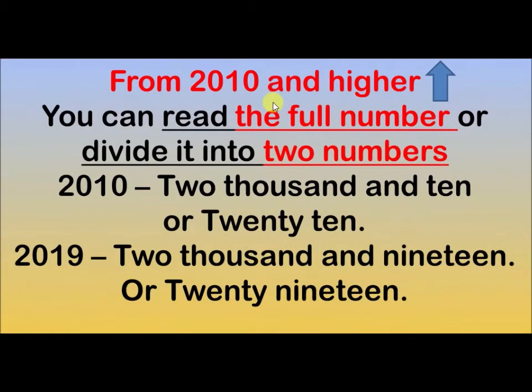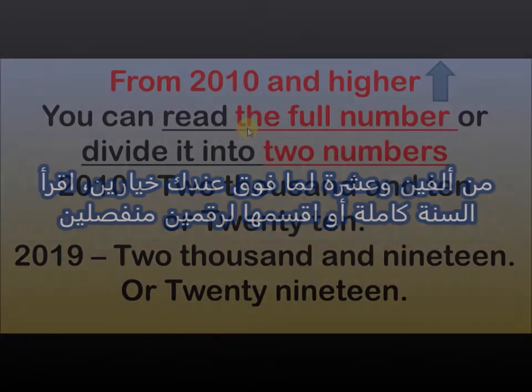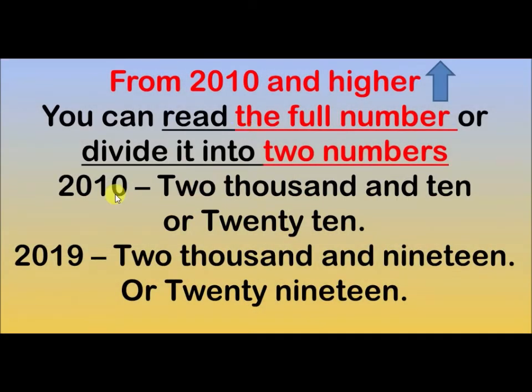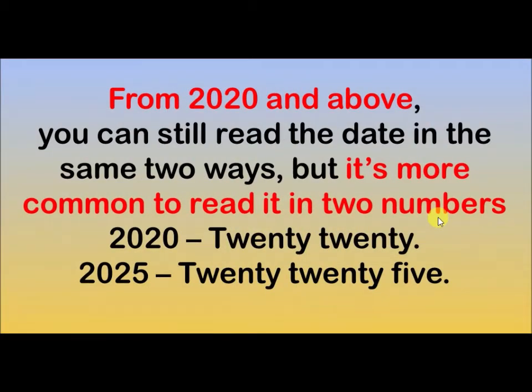From 2010 and higher, you can read the full number or you can divide it into 2 numbers. So here you have 2 options. In this year, for example, I can say two thousand ten or I can simply say twenty ten. In this year, we have the same 2 options. So I'm going to say two thousand nineteen or twenty nineteen. Let's continue our cases to read dates in English.